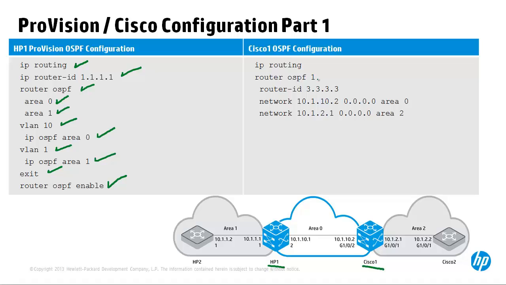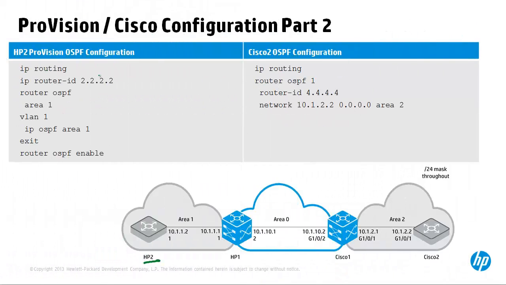On Cisco 1, enable IP routing. Configure OSPF with the process ID, in this case process ID 1. Specify the router ID. Enable OSPF on gigabit 102 in area 0. Enable OSPF on gigabit 101 in area 2.